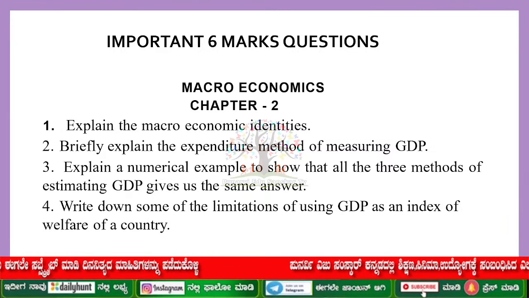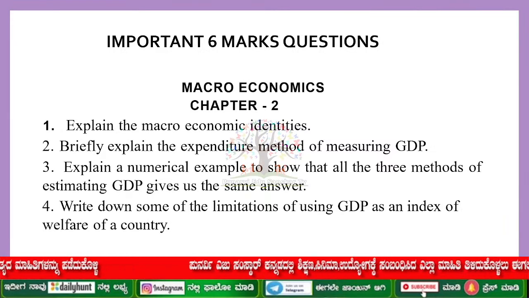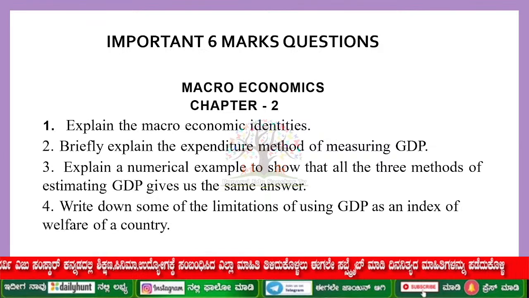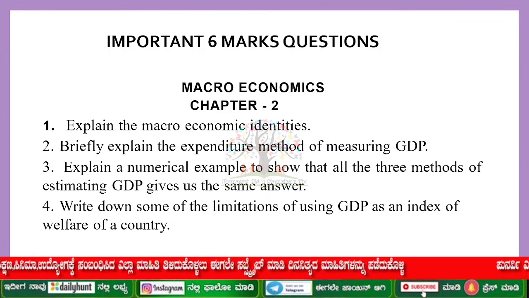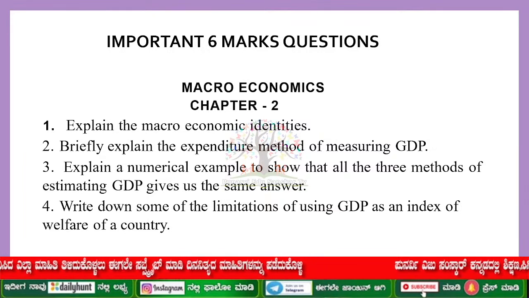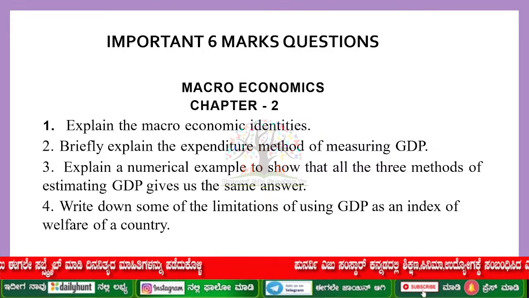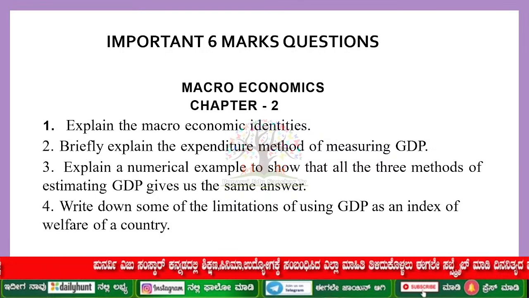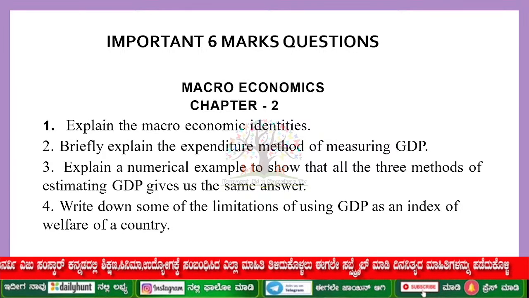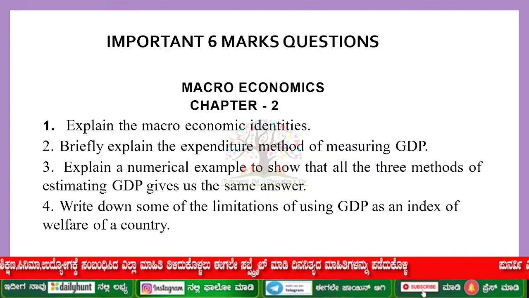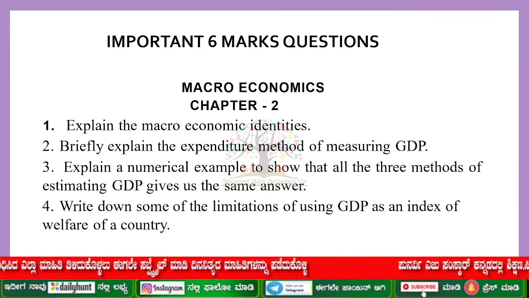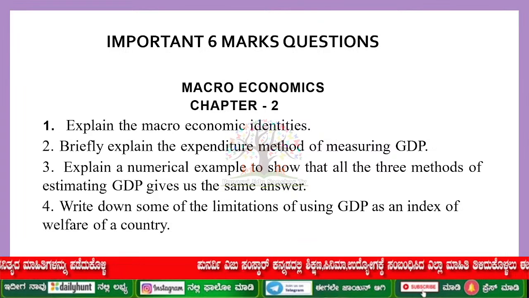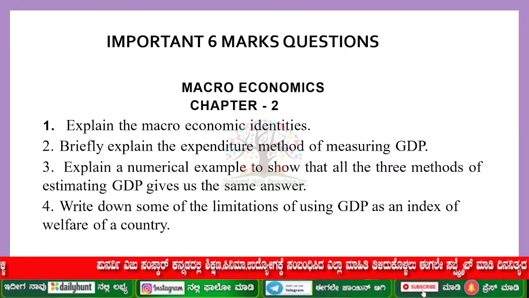And from macroeconomics, one important 6-mark question they will ask from this chapter. There are 4 important questions in this chapter. One is macroeconomic identities. Next, briefly explain the expenditure method of measuring GDP. Next one is explain with a numerical example to show that all 3 methods of estimating GDP give us the same answer. And one more, write down some limitations of using GDP as an index of welfare of a country. So out of 4 questions, you can expect one 6-mark question.